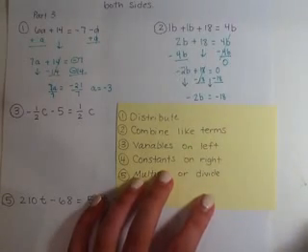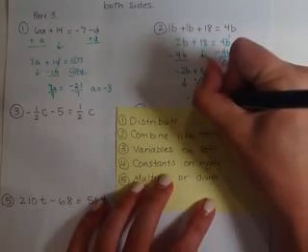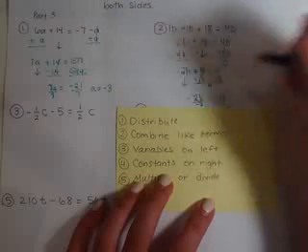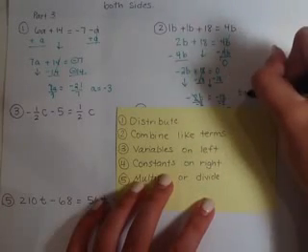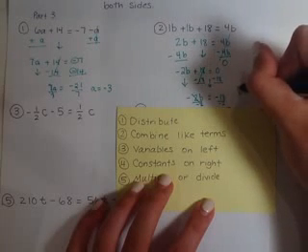Trying to get b by itself. b is being multiplied by negative 2, so I will need to divide by negative 2 to each side. Cancels out on the left. b equals, this will be negative divided by negative is a positive. b equals 9.